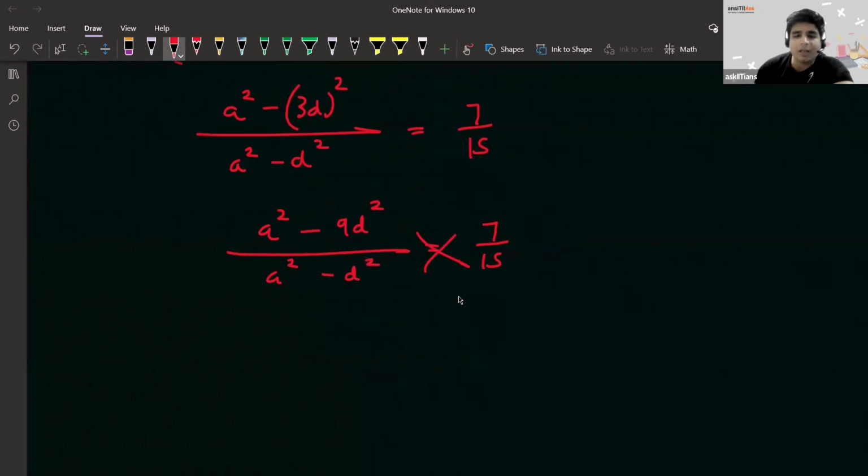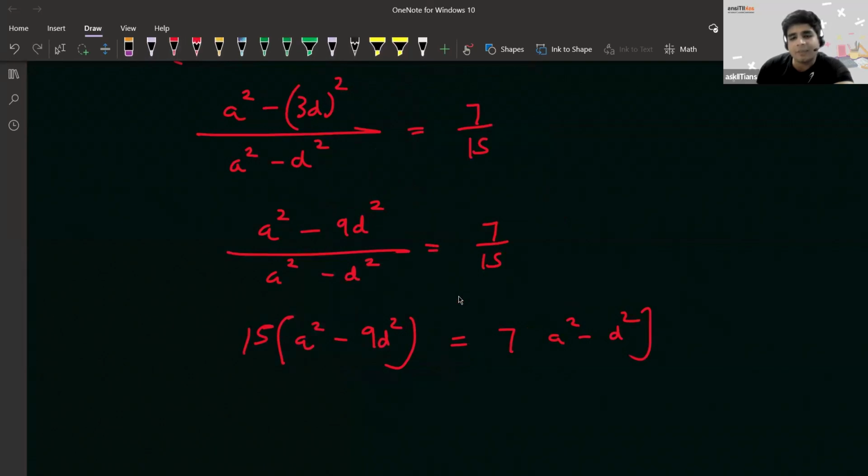Now we'll do the cross multiplication. 15 is being divided, so over there it will get multiplied, right? A square minus D square is divided, over there it will multiply. So it is going to become 15 times (A square minus 9D square) is equal to 7 times (A square minus D square).